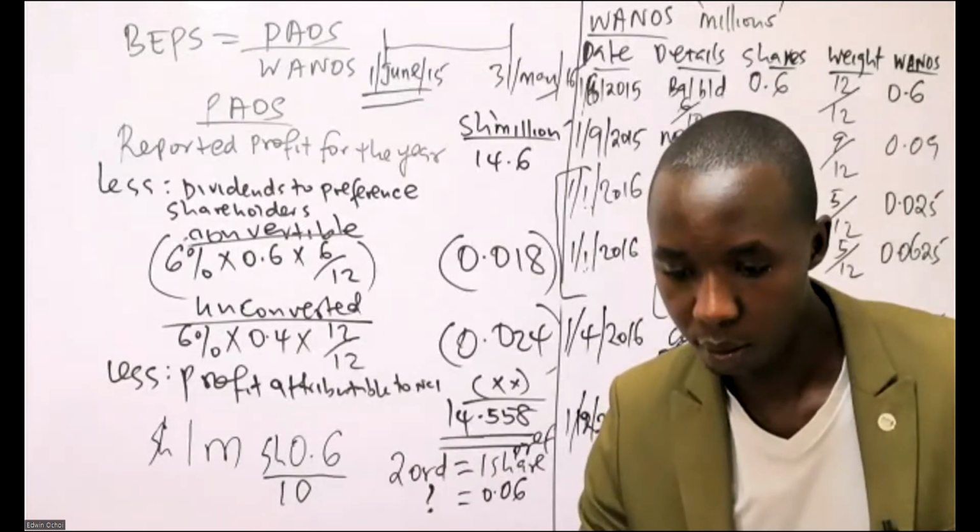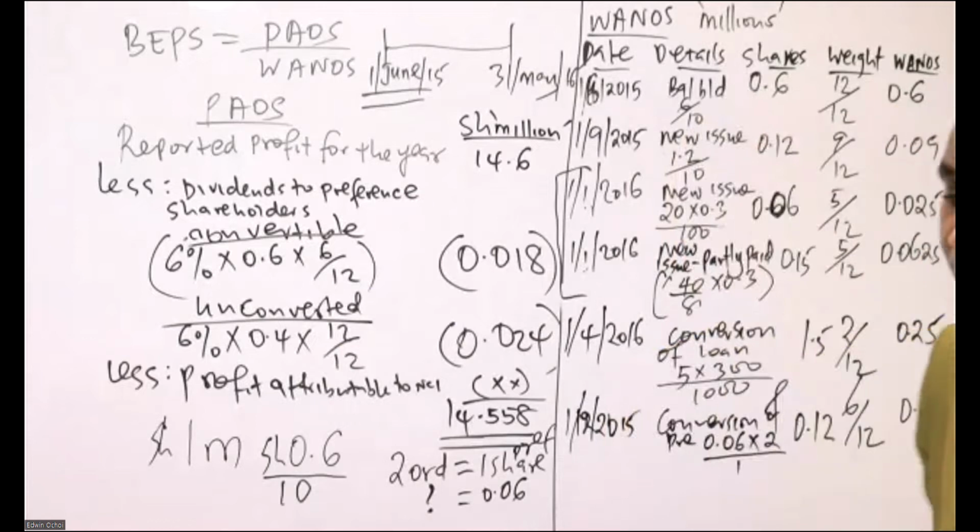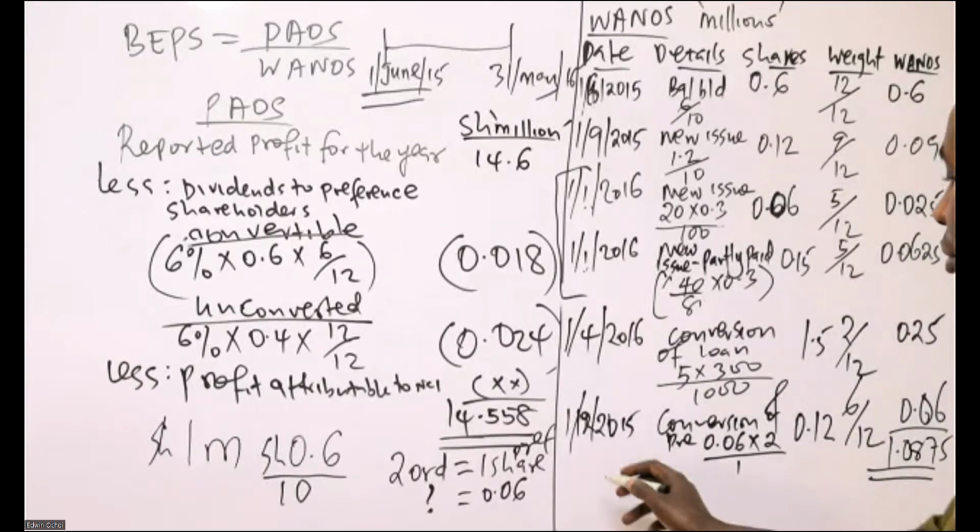So you add, give me the answer here: 0.6 plus 0.09 plus 0.025 plus 0.0625 plus 0.25 plus 0.06. So you get 1.0875. So now you can be able to get your basic EPS.